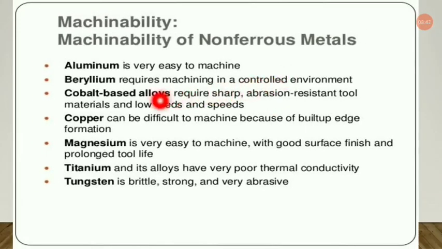Cobalt based alloys require sharp, abrasion resistant tool materials and low feeds and speeds also. Copper can be difficult to machine because of built up edge formation. Magnesium is very easy to machine, with good surface finish and prolonged tool life. Whereas titanium and its alloys have very poor thermal conductivity. And tungsten is a much harder material. Tungsten is brittle, strong and very abrasive.